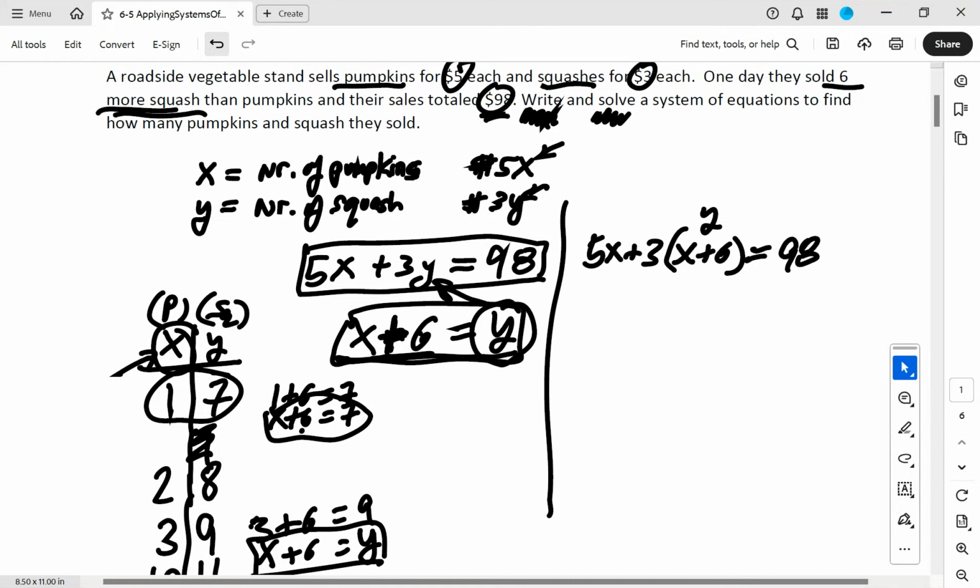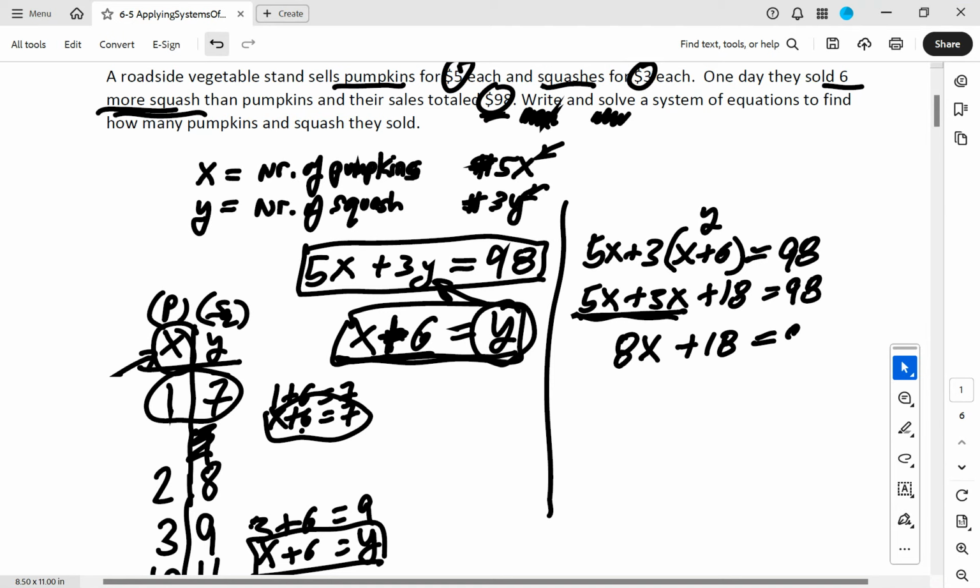And now you do the mathematical parts of this in order to solve it. 3 times x plus 3 times 6 is 18. These two are on the same side, so we would add them together. 5 of them and 3 of them makes 8 of them. So 8 pumpkins plus 18, what, dollars, whatever. Yeah, dollars, is 98. Subtract 18. And 8x is equal to 80.